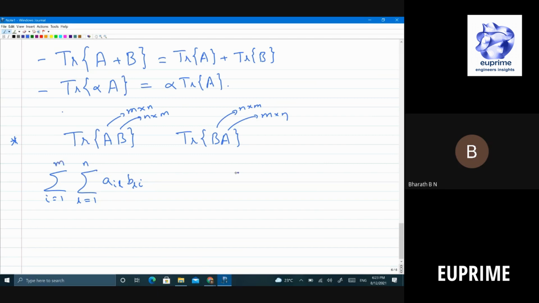Okay, so what happens in this case here? Same thing. I should start from B_il A_lj. Sorry, this is i again, right? So l goes from 1 to m, remember, and i goes from 1 to n. Okay, now are these two equal? What can you say about this? Equal or not equal?